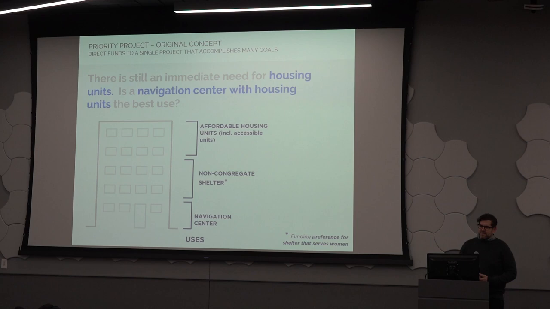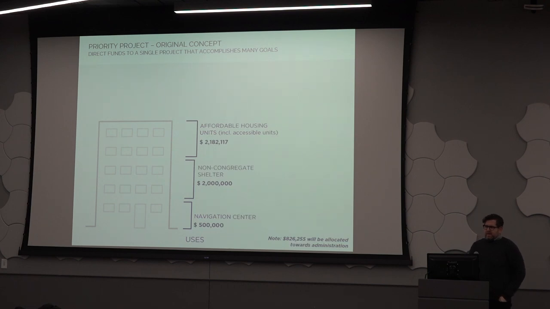It would include a navigation center to connect those with the services they need in one place, non-congregate shelter with at least a portion serving women specifically in a safe and protected manner, and affordable housing units. We allocated the funds that the city received for these different uses, and some of the funds, up to 15%, can be used for administration per HUD rules. If the city does not use all of those to administer and monitor the program, they can go back to these other uses.